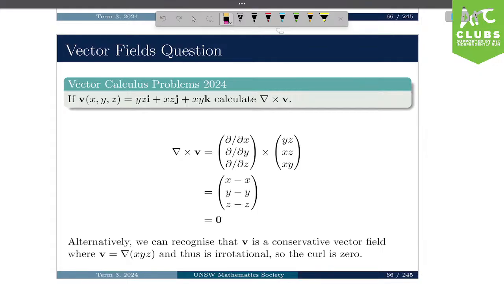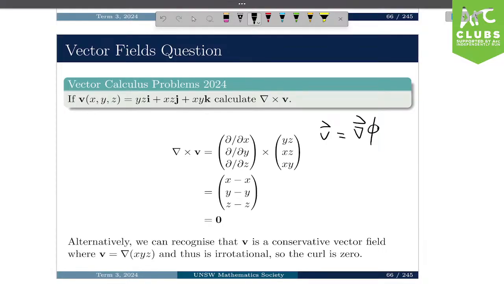But if you're kind of sneaky, you can recognize that the vector field that we have here is actually a conservative vector field. And by conservative vector field, I mean that it can be expressed as the nabla of some scalar function.